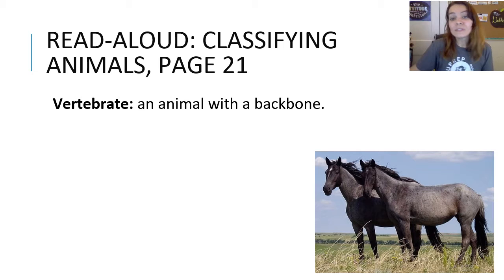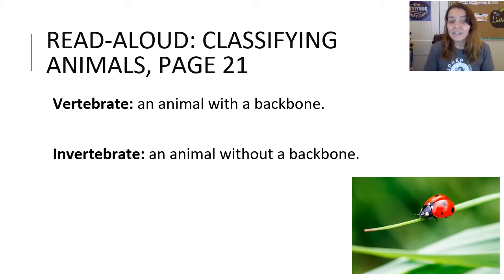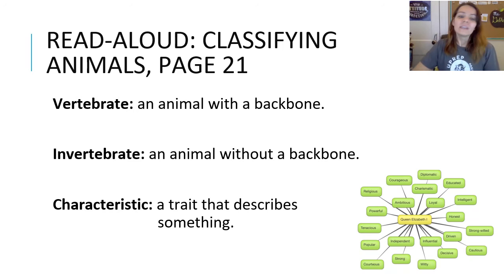There are also some words you'll need to know today for the reading. The first definition is an animal with a backbone, and that is a vertebrate. In contrast, we are also going to talk about invertebrates, and those are animals without backbones. And then finally, a characteristic, which is a trait that describes something.